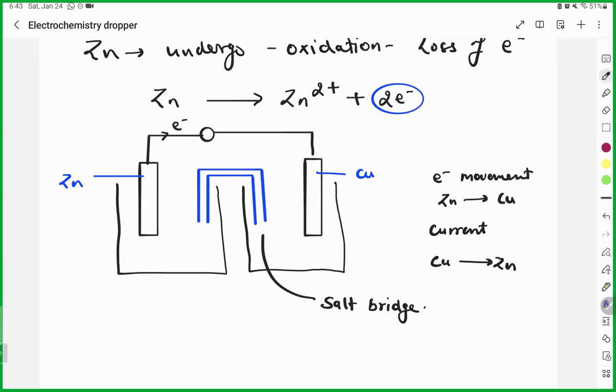In this case, zinc is converting into zinc 2 positive. So size will reduce, mass will reduce. Copper 2 positive will convert into copper by gaining electrons. So the copper size will increase. Any doubt, guys? Mass increases, size increases.